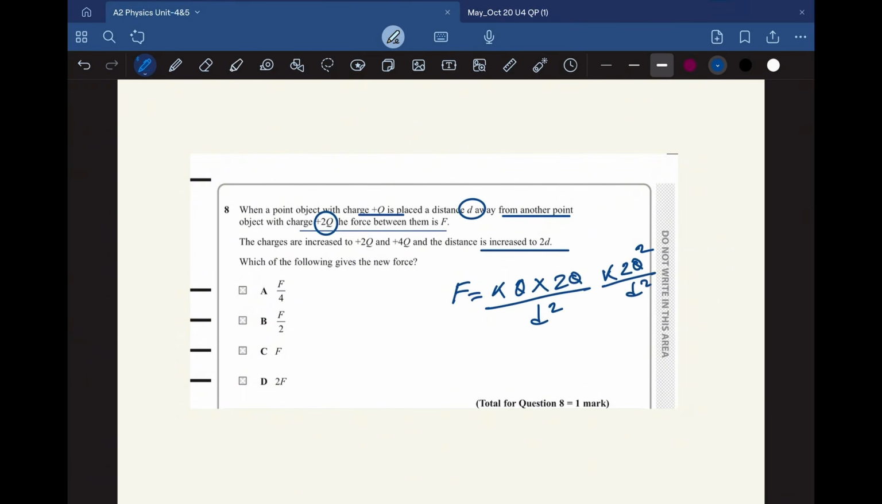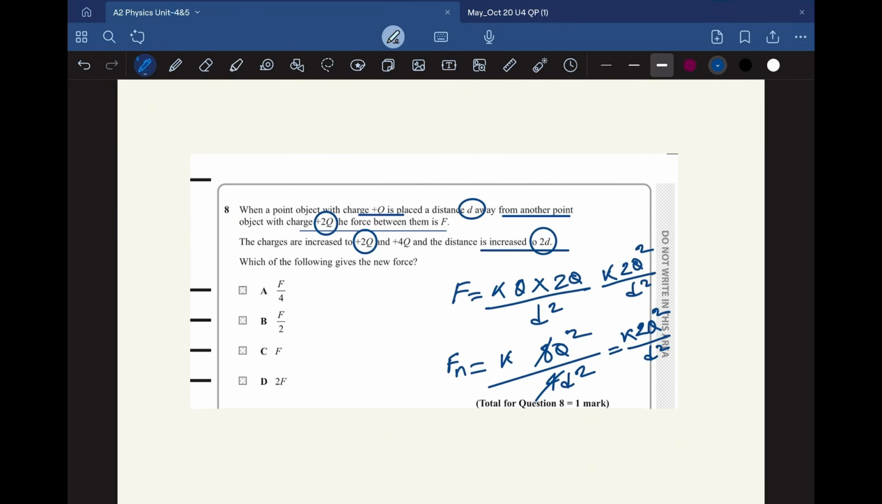This is the formula. Now let's do the F new. So for F new, it's k into 2q into 4q. So we can say 2q into 4q is 8q squared, right? So 8q squared can be written like this. It can be written as 8q squared divided by d squared, and the d is 2d. So 2d squared means 4d squared, and if you divide both of them, it becomes k 2q squared divided by d squared.